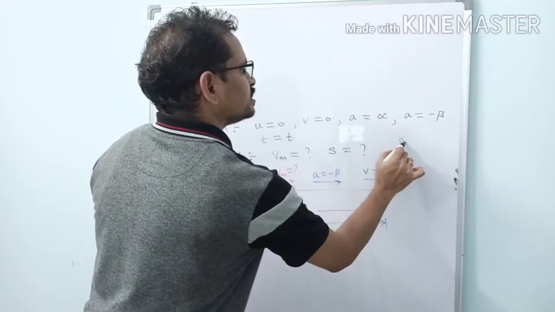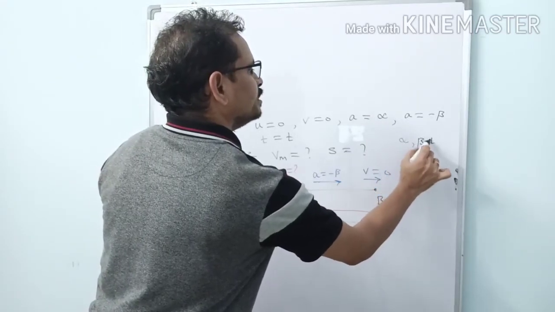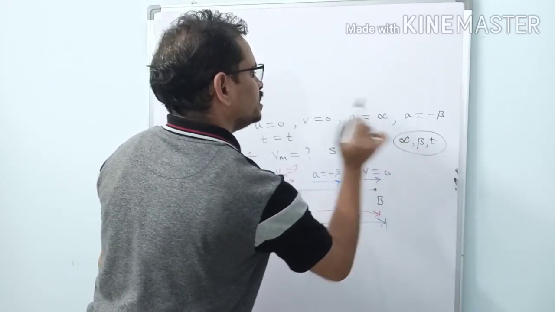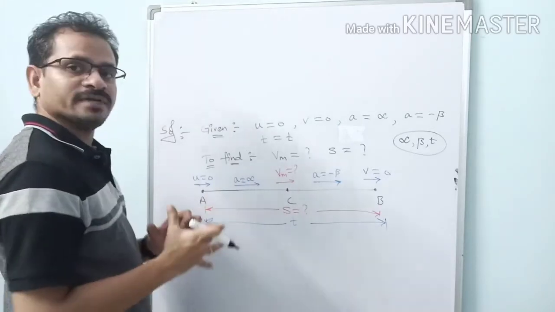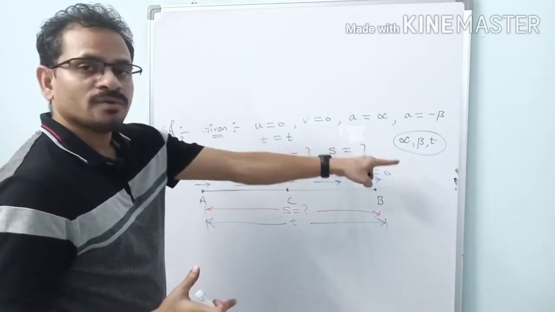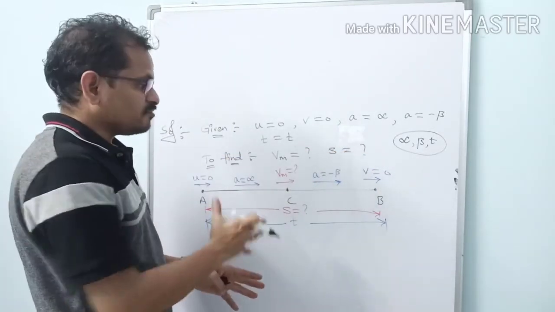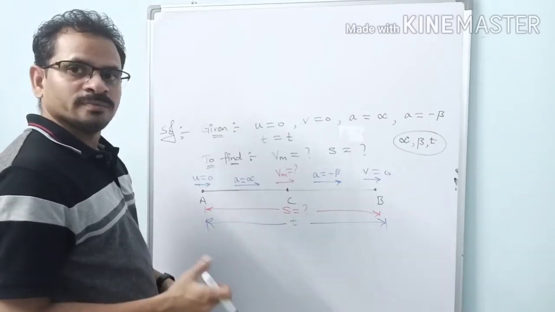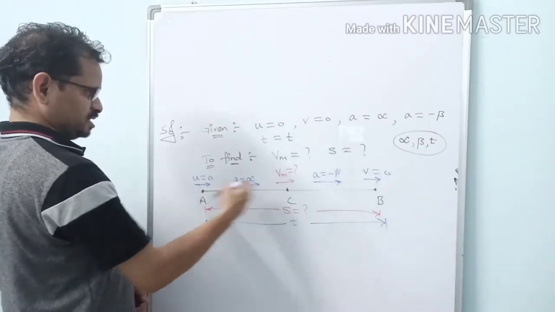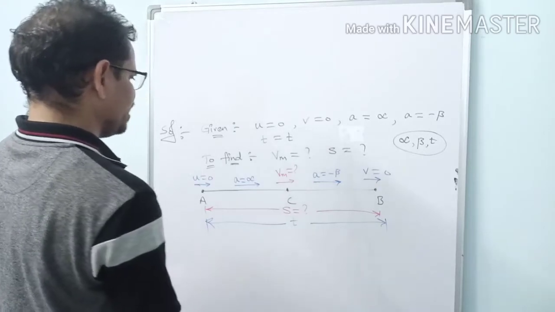We should get the answer in terms of alpha, beta, and t. You should be clear regarding that one. So while solving equations, you should see that those quantities are retained in the equations, while other quantities should be removed. Okay. So first let us make use of the kinematic equations.